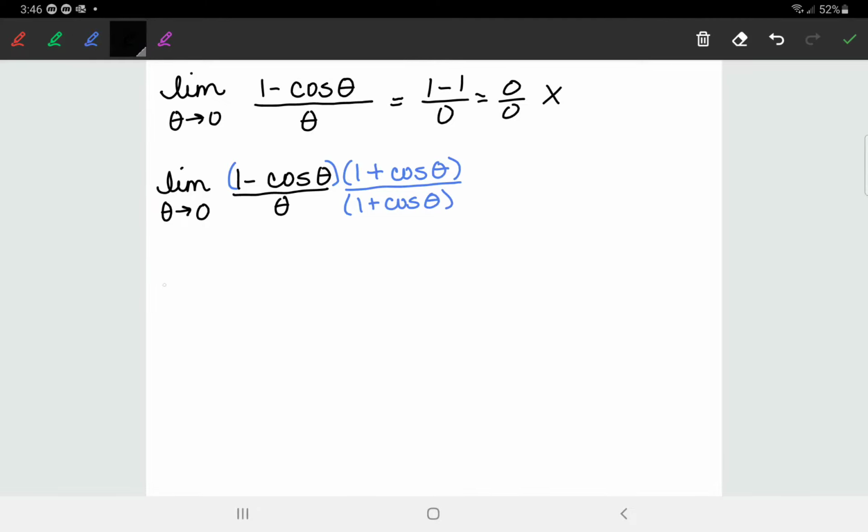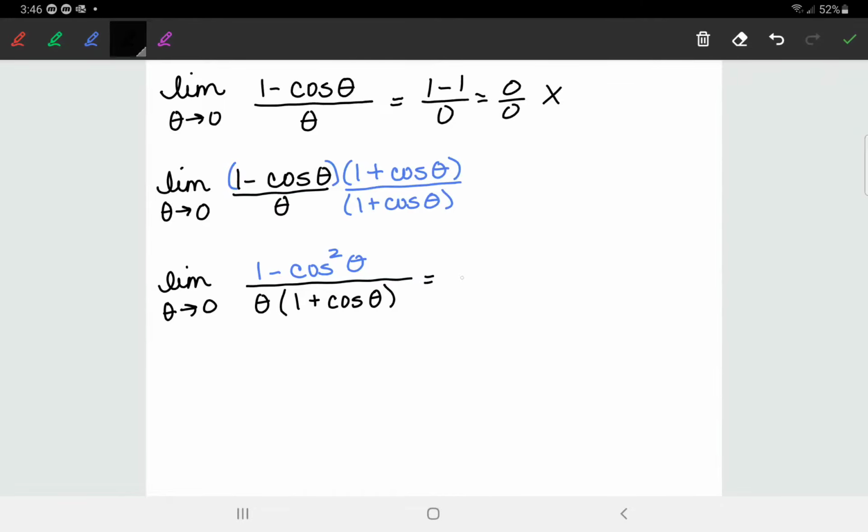So when we do that, we get the limit as theta approaches 0, and the numerator becomes 1 minus cosine squared theta. In the denominator, I'll just multiply these together. I wouldn't distribute this because we're going to look for any sort of factoring and canceling or anything that we can do like that.